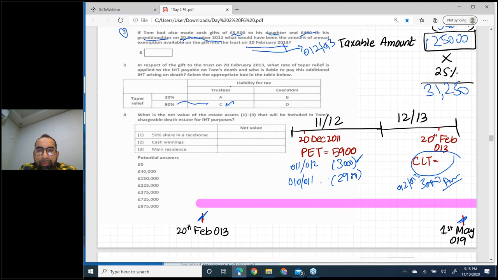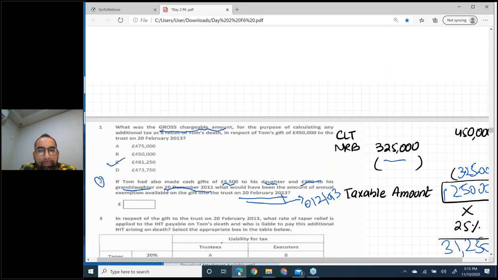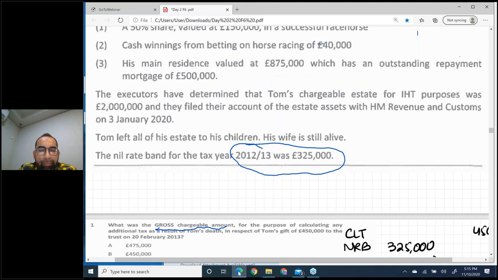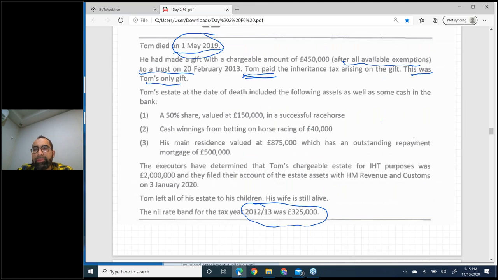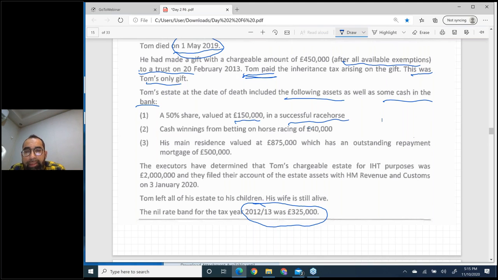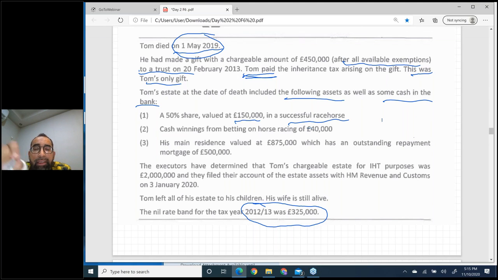Now we are moving to the question part again. Tom's estate means death estate. Now we are going to calculate the death estate, just as I taught you. Tom's estate at the date of death included the following assets as well as some cash in the bank. A 50% share valued at 150,000 in a successful race horse. Now listen, 50% share. This is the value of exact 50%, so this value will directly go in the death estate calculation, 150,000.